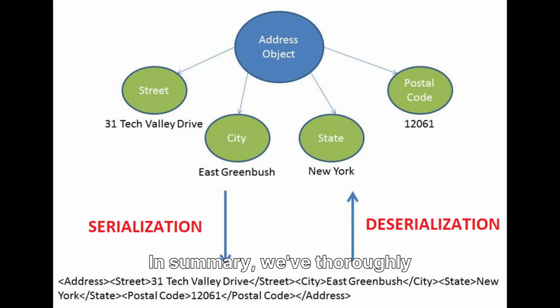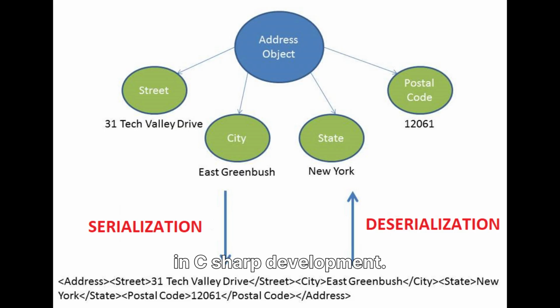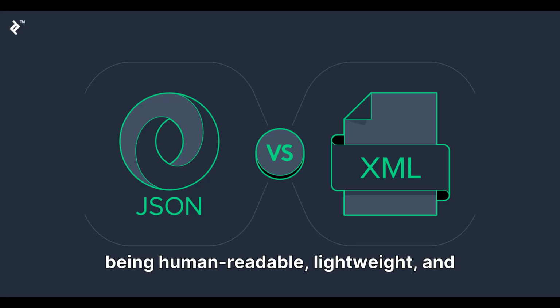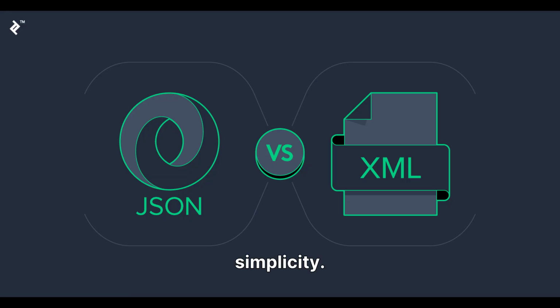In summary, we've thoroughly covered three fundamental types of serialization in C#: JSON, XML, and binary. Each method serves distinct purposes and offers unique advantages, making them invaluable tools for various data management and communication tasks in C# development. JSON stands out for being human readable, lightweight, and exceptionally well suited for web APIs and modern client server communication due to its simplicity.